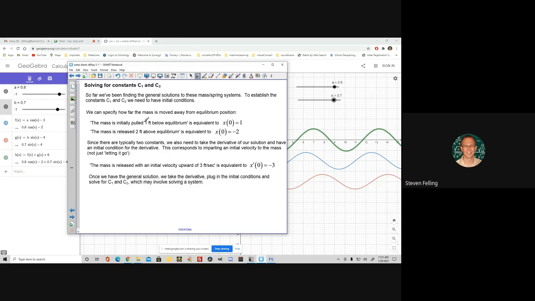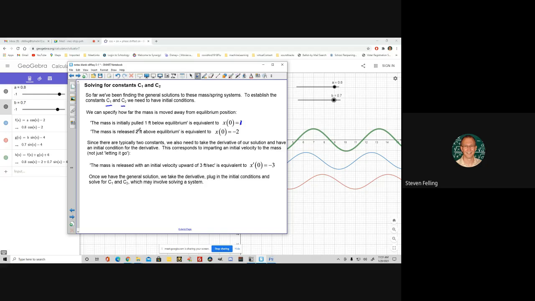Okay, when we actually solve a problem, we will have to figure out what those constants are, and typically we need to have initial conditions. Since there's two constants, a lot of times we're told something about the initial displacement, like a problem that says the mass is initially pulled 1 foot below the equilibrium position, which is equivalent to saying that x at time 0 is positive 1, because remember, pulling down is positive.